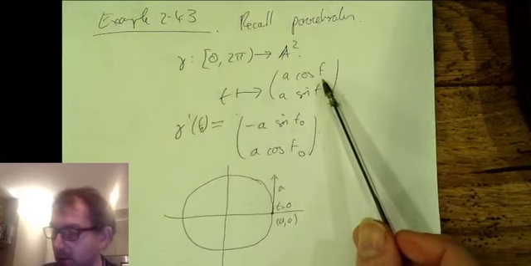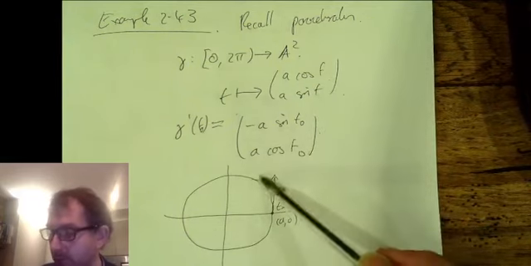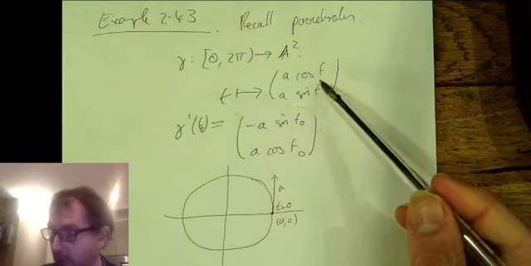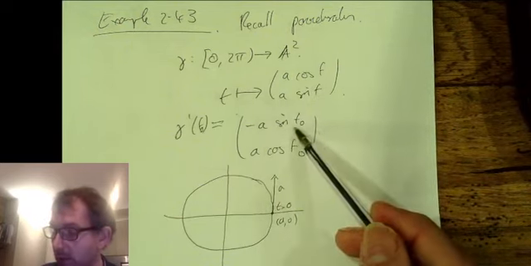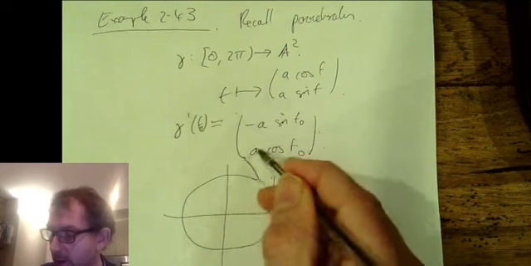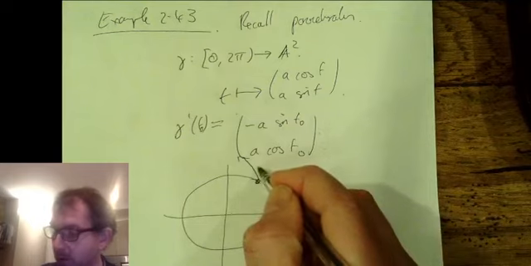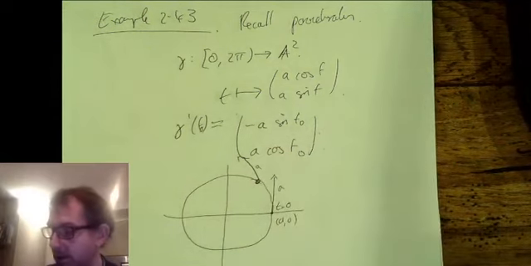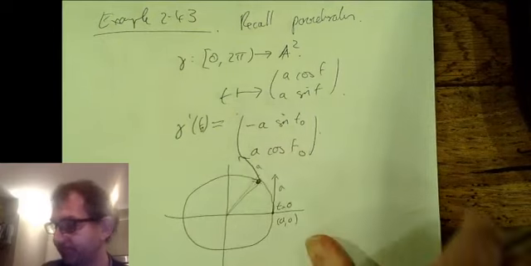And I'll just do one more. Let's take t0 is pi over 4, so that's 45 degrees. I'm going to get minus a over root 2 in the x coordinate and a over root 2 in the y coordinate. So I'm going backwards by a over root 2, but upwards by a over root 2. So that's another vector of magnitude a, but going at a point which is, again, tangent to this circle there. Okay.